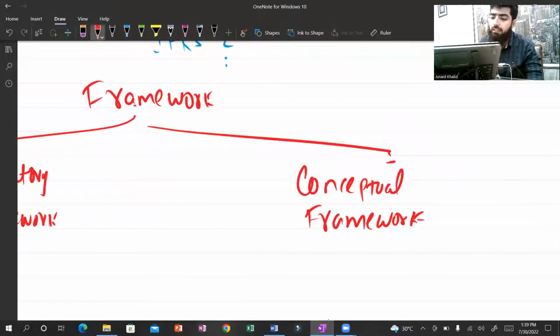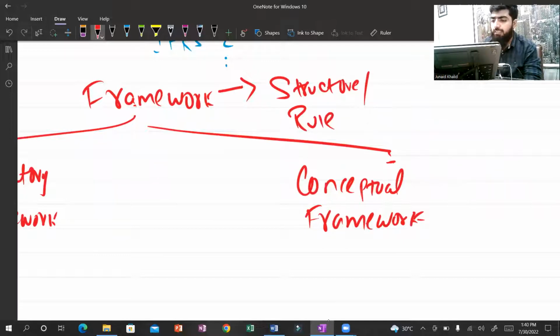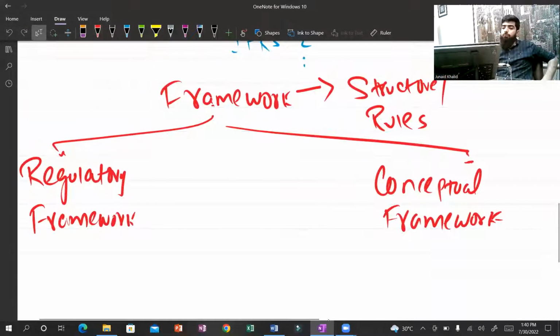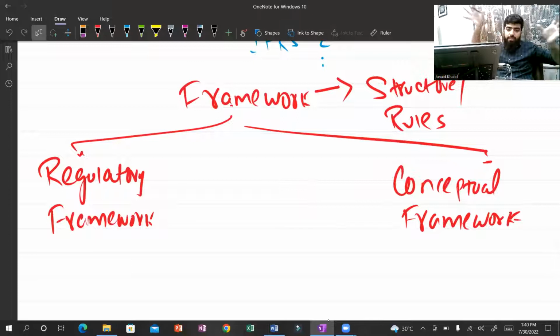Framework is basically a set of rules, or we can say that it's a structure. In order to make it so easy, we can say that it's rules and regulations. Framework means the rules and regulation. Now that framework is made so that the accounting process becomes so easy. It's easy to understand, it's easy to implement, it's easy to interpret. So framework means a structure, that is the rules. Now framework or the structure has two main components, that is the regulatory framework and the conceptual framework.